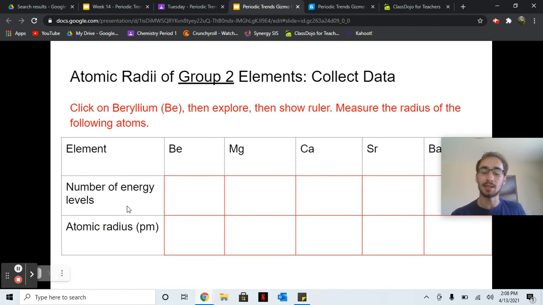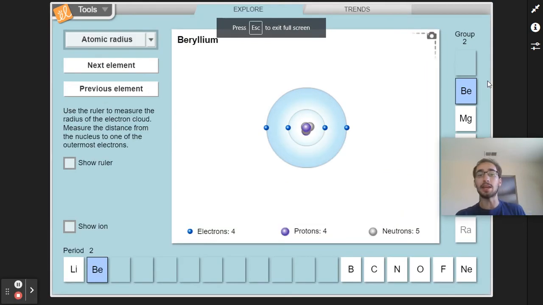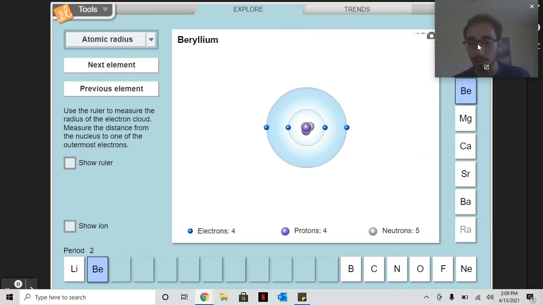Picometers are very small, 10 to the negative 10th of a meter. Okay? Beryllium, number of energy levels and atomic radius. So the first one, number of energy levels. Each one of these rings or orbitals is an energy level. So for example, beryllium, it has 2 orbitals, 2 rings, so it has 2 energy levels.